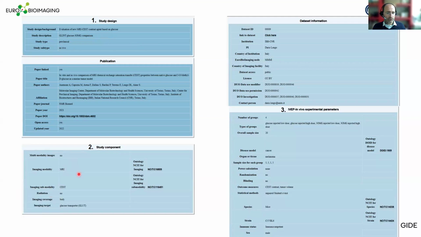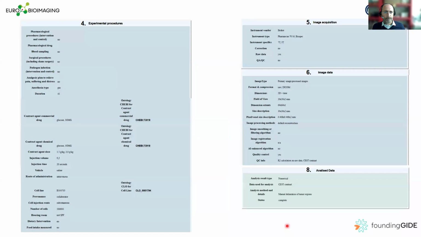Okay, and so related to the imaging modality, image submodality, image coverage, image target, dataset information, so related to where the images have been acquired, in vivo experimental parameters, and so you can see here all the different, for example, cohort of mice that have been injected, which type of disease model, which type of cancer model, species, strain, and so on. And then you also have all the experimental procedures, for example, which type of molecule has been injected. In that case, they are actually contrast agent, which type of cell line has been used, and so on. And then information, for example, on image acquisition, and so instrument and vendor, instrument type specifics, information about the images, and information related to the analyzed data.